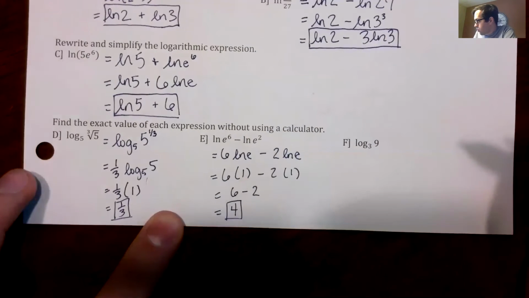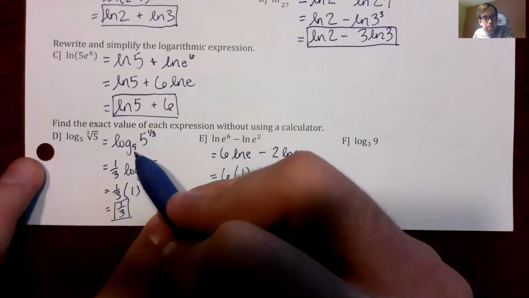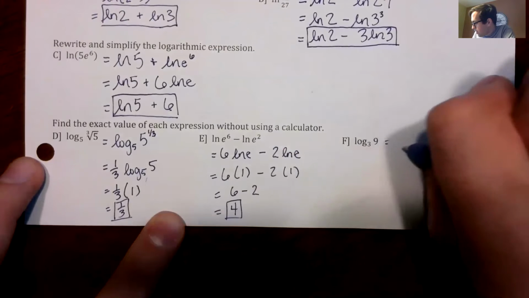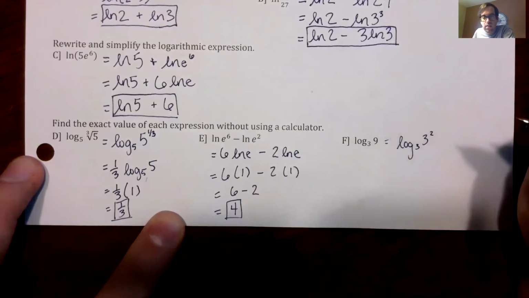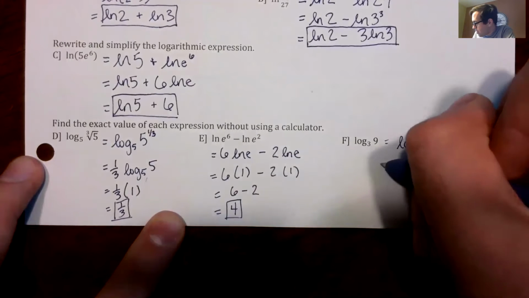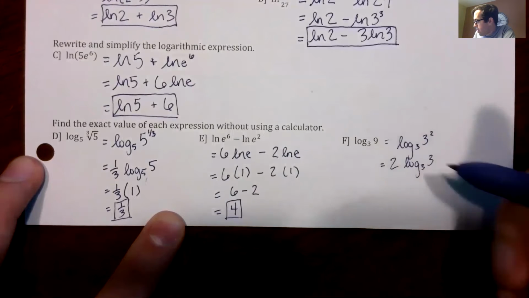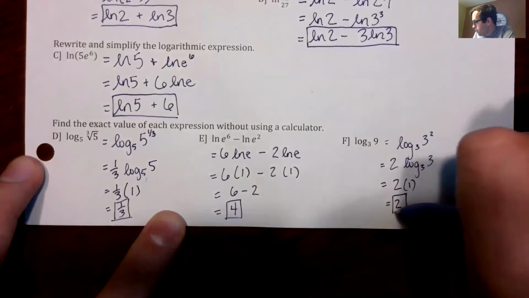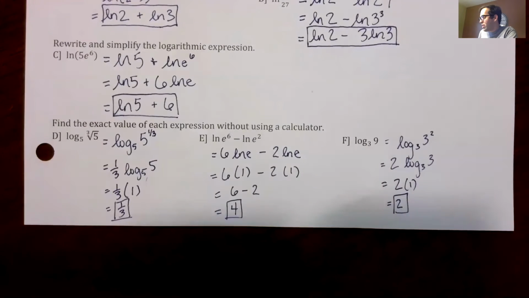And in the last one, we always really like it when we can get the base and the number to be the same inside of a logarithm. So I'm going to rewrite this as log base 3 of 3 squared, because 3 squared is 9, but now this number matches this number. I'm going to bring the exponent down as a coefficient. And then this really just equals 2 times 1, or 2. So that's how you use some of the properties of logarithms.